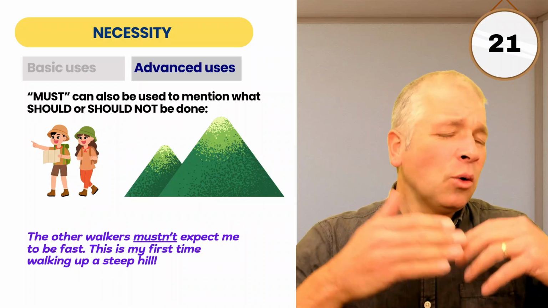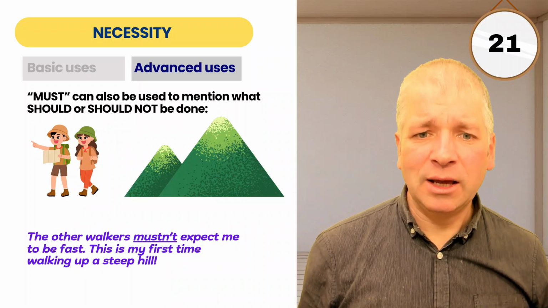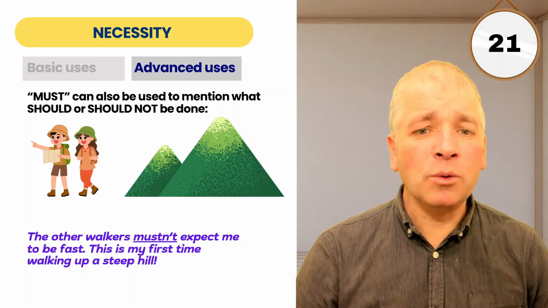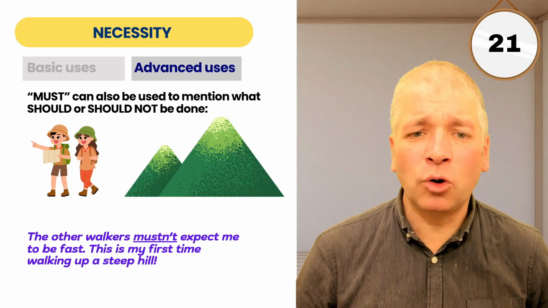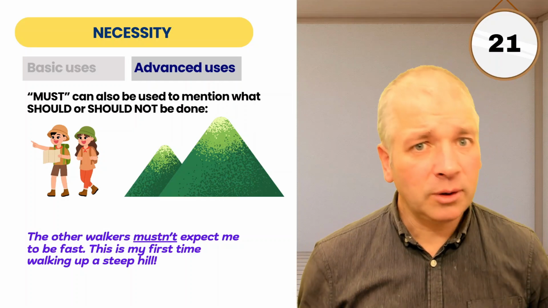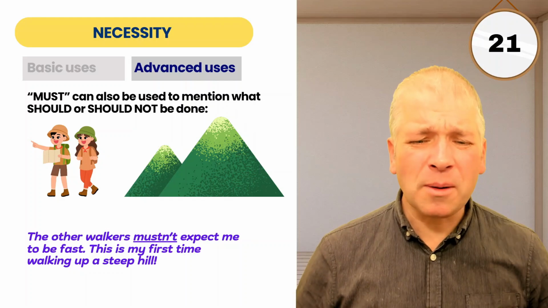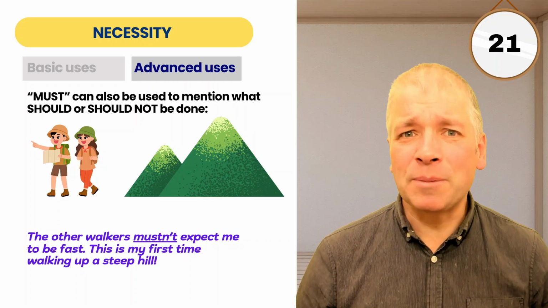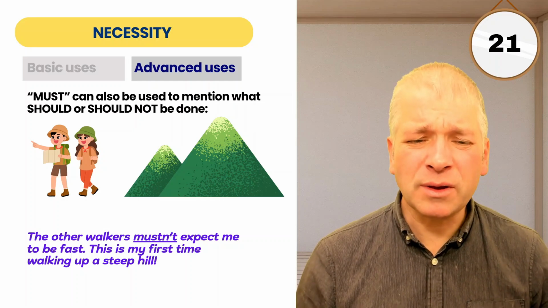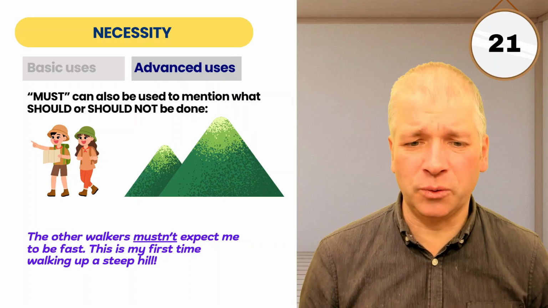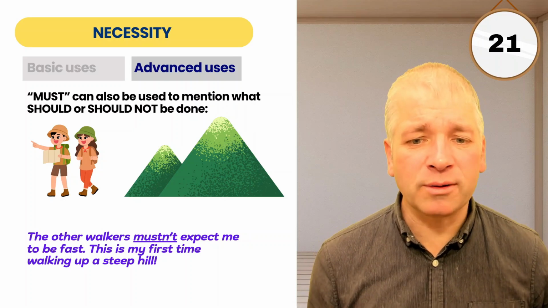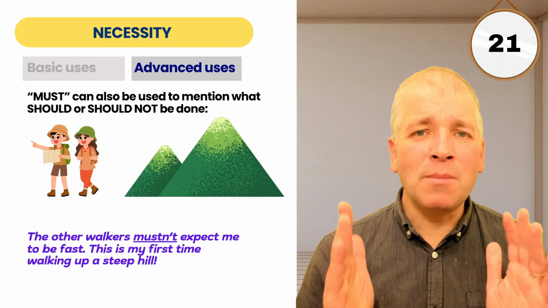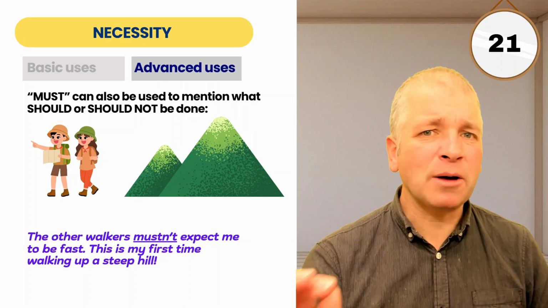However, we can also stretch the meaning slightly to what should or should not be done. And must can also be used here. It can be used to mention what should or should not be done. The other walkers mustn't expect me to be fast. This is my first time walking up a steep hill. So this is what the other walkers should do. We could have said the other walkers shouldn't expect me to be fast. That would be okay. But to make this stronger, use must instead of should here.